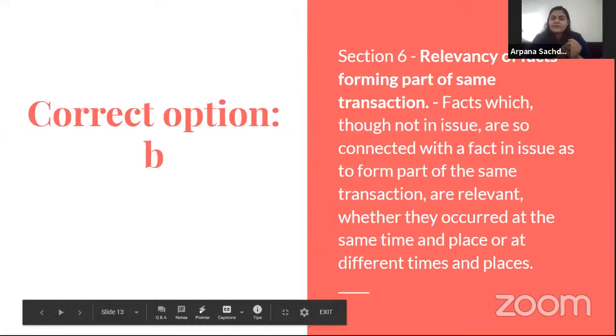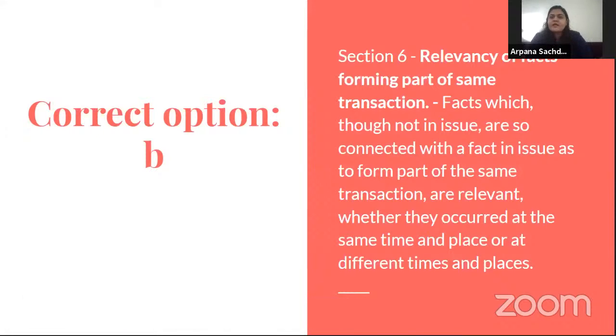So let us read section 6. Section 6 over here says that facts which, though not in issue, are so connected with the fact in issue as to form part of the same transaction are relevant, whether they occurred at the same time and place or at a different time and place.